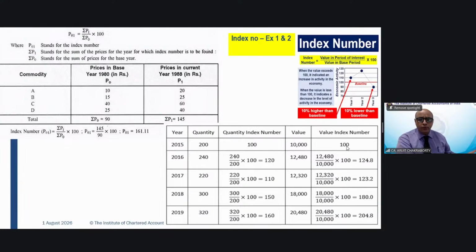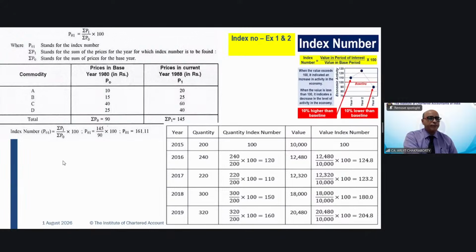Year 1, it was, year 0 is 100, year 1, 124.8. In this way, it goes up, right? So therefore, price index, quantity index, and value index. Value index is calculated as the price of the current year into the quantity of the current year divided by the price of the base year multiplied by the quantity of the base year. Okay? We will do further calculations and a lot of examples we will take.